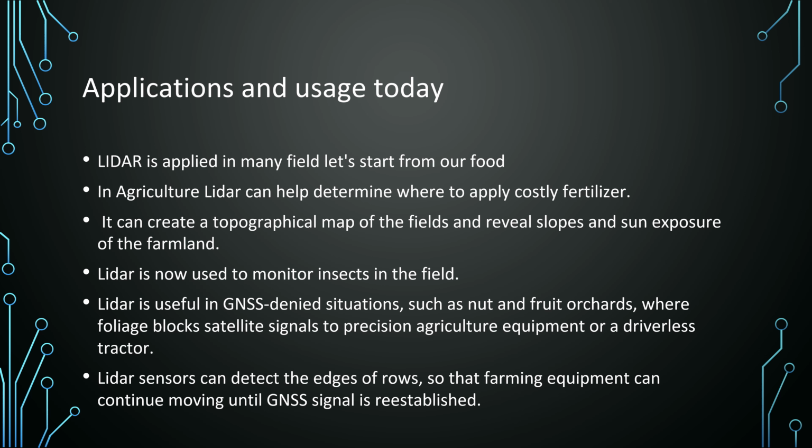LiDAR is also helpful in global navigation satellite system denied situations, such as nut and fruit orchards where foliage blocks satellite signals to precision agricultural equipment or a driverless tractor. LiDAR sensors can detect the edges of rows so that farming equipment can continue moving until the global navigation satellite system signal is re-established.